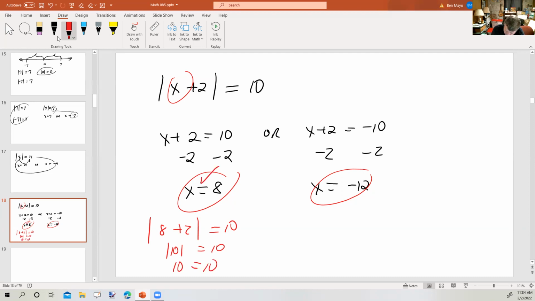What if x is -12? We get the absolute value of -12 plus 2 equals 10. -12 plus 2 is -10. The absolute value of -10 is 10. 10 equals 10, and it checks. So we get 2 solutions. Any questions so far? Okay.